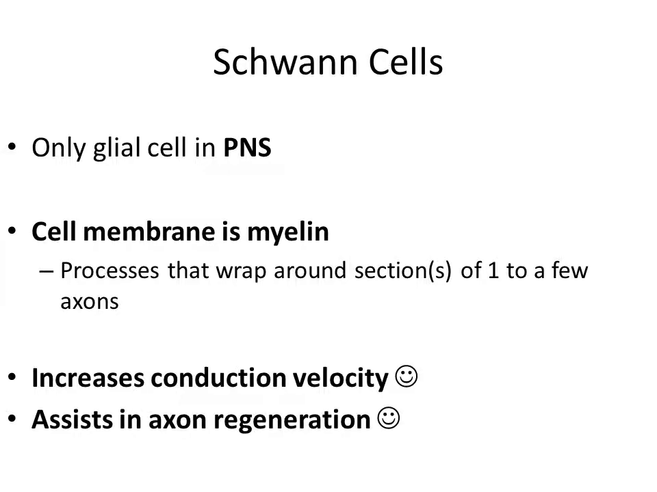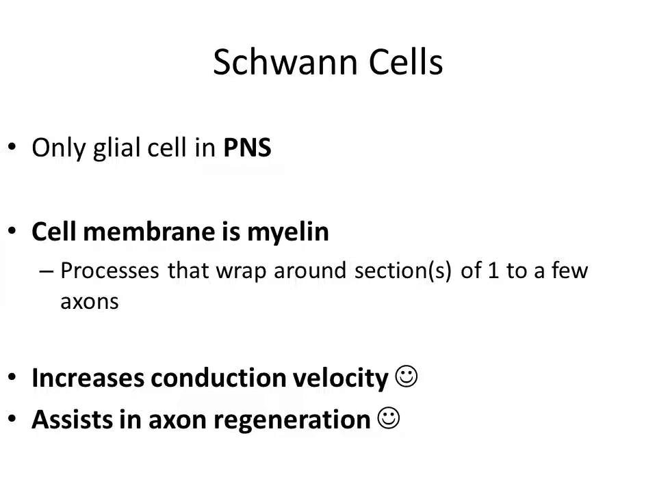Schwann cells do the same thing, only in the peripheral nervous system. Oligodendrocytes are found only in the central nervous system, and Schwann cells are found only in the peripheral nervous system. A couple of differences between Schwann cells and oligodendrocytes, besides their location, is that Schwann cells only wrap around 1 or maybe 2 or 3 axons, whereas oligodendrocytes will wrap around several.